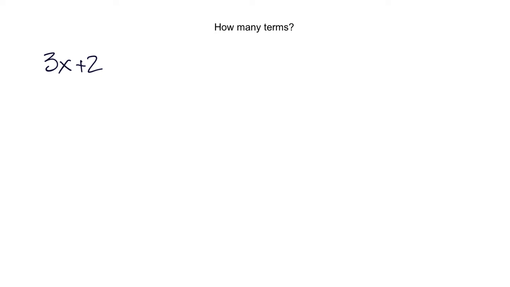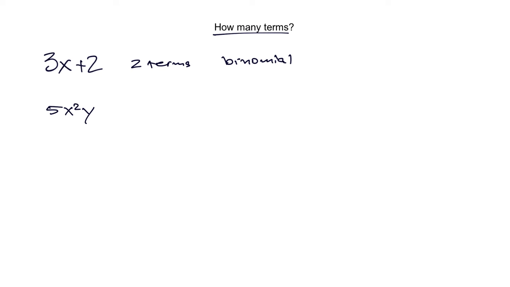So we talked about what a term is and how many terms can help us determine, it actually helps us classify some of these polynomials. So here I have 3 times x plus 2. This has 2 terms, and so we call it a binomial.